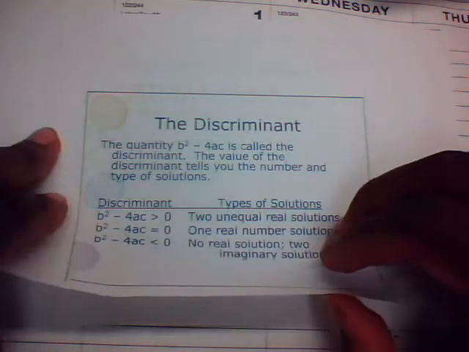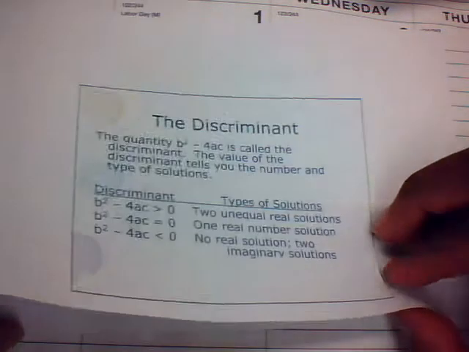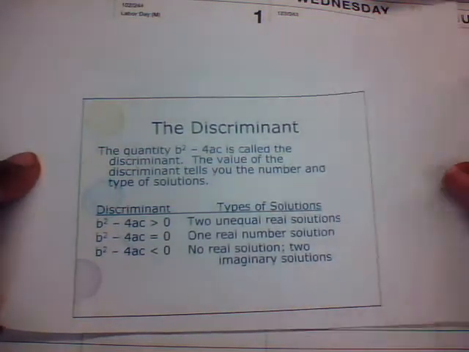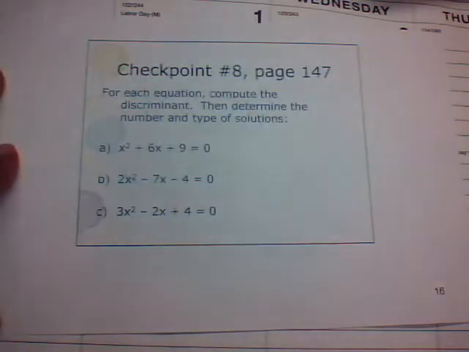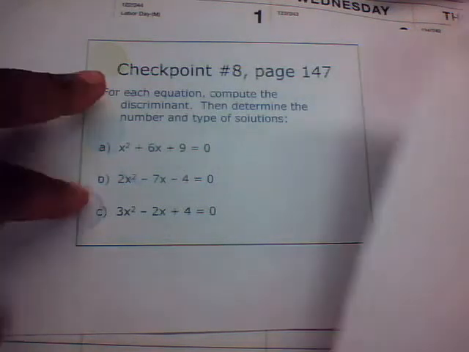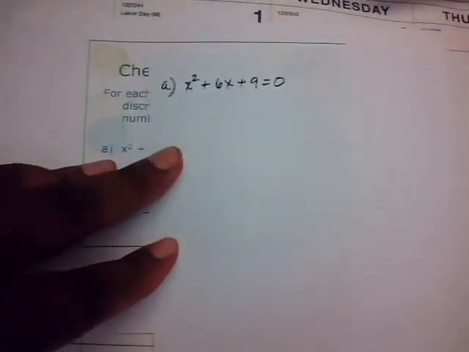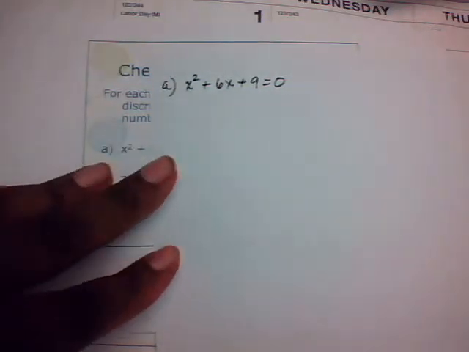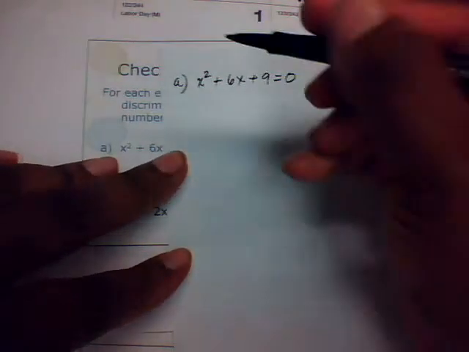Okay. And we're going to look at a few problems where we're going to apply the discriminant to find out what type of solutions we're going to have. For each equation, you want to compute the discriminant and then determine the number and the type of solutions that you will have. So if you look at part A, you have this equation, x squared plus 6x plus 9 equal to 0. Here we want to find out what the discriminant is and what the number and the type of solutions we're going to have.